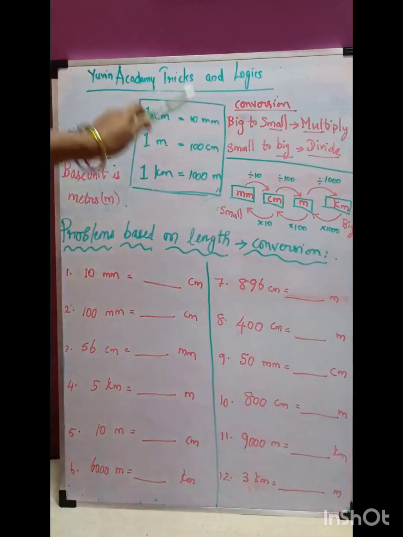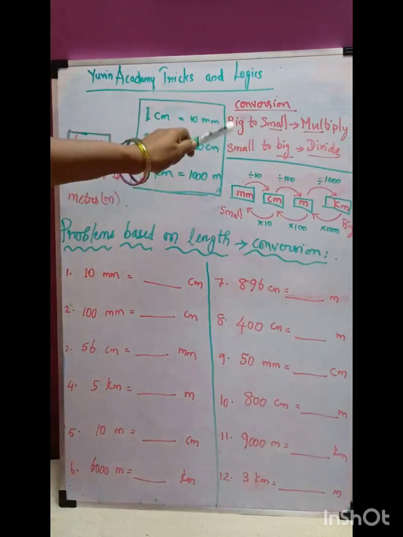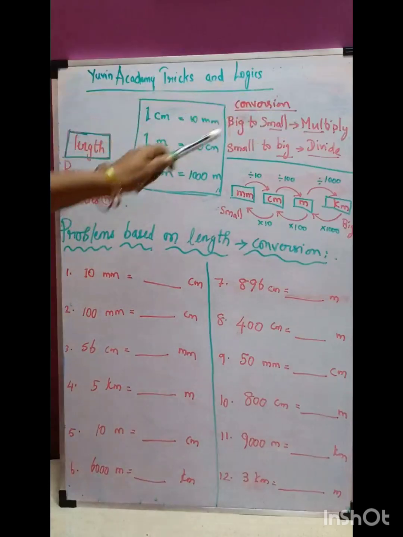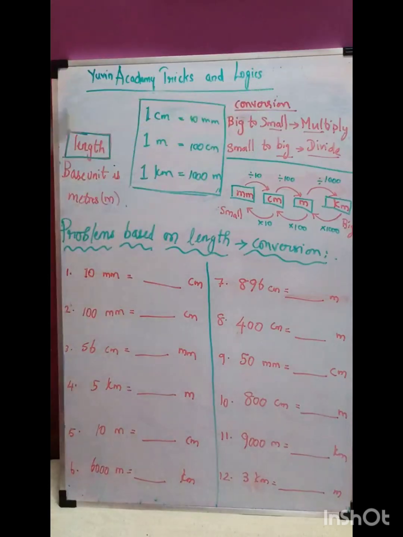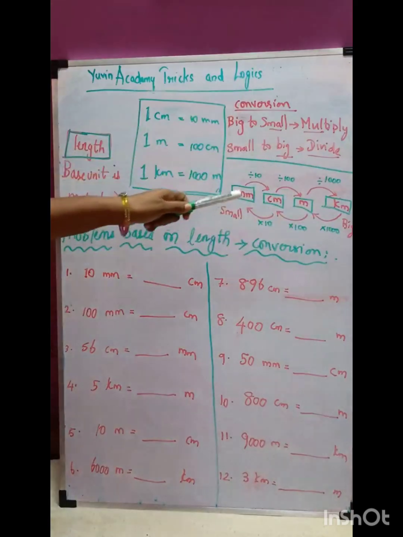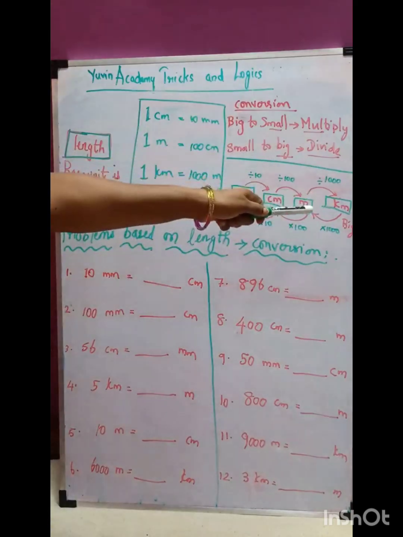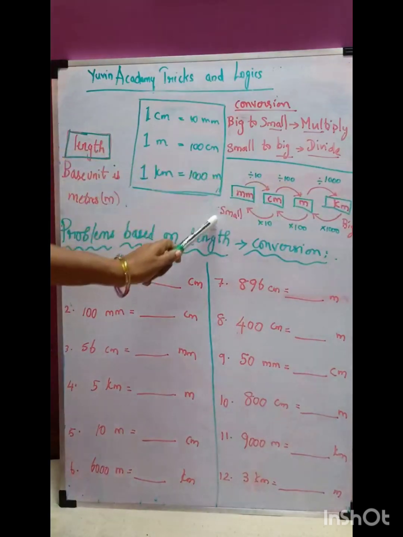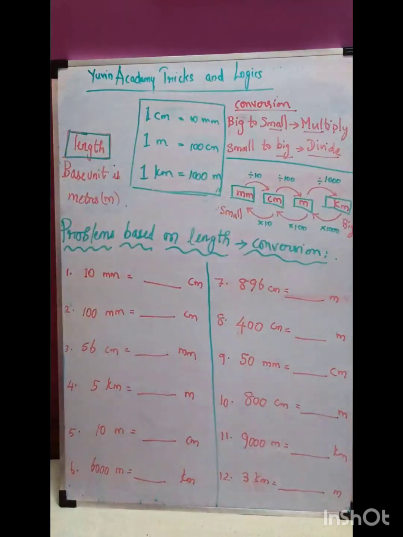Then conversion, the main conversion. This is the trick: big to small means multiply, small to big means divide. This is the chart: millimeter, centimeter, then meter, then kilometer. This is from small to big measurements in length. So let me see some problems based on the length conversions.